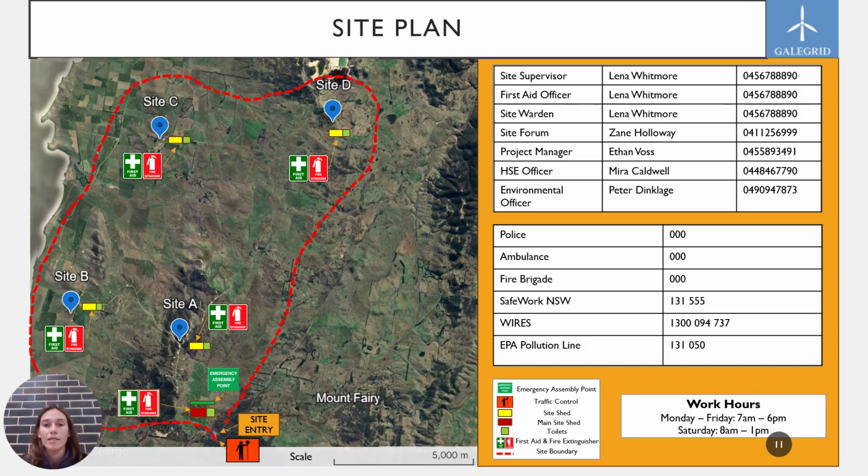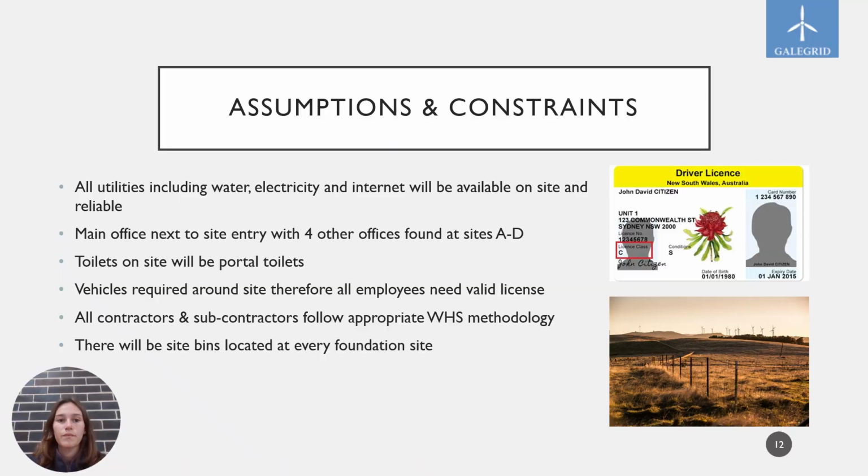We developed a site plan to establish the different sites within the compound, as well as information regarding organisations and people that may need to be contacted in an emergency. The management plan includes assumptions and constraints, such as vehicles required around site, therefore all employees needing a valid licence due to the location of the site.